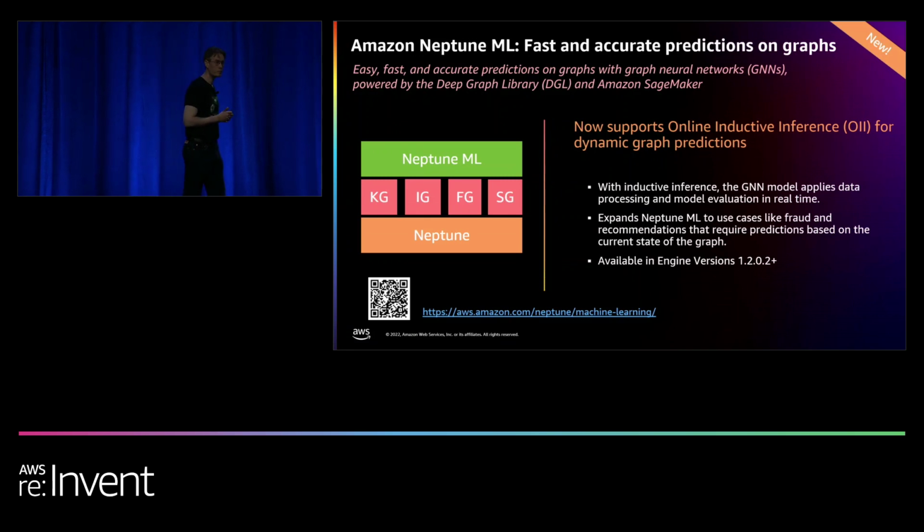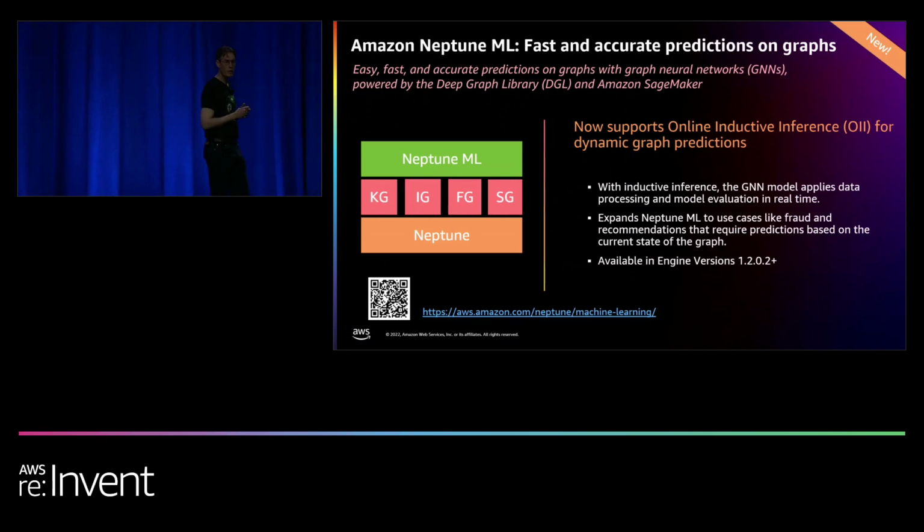In 2020, we launched Amazon Neptune ML here at re:Invent. Neptune ML was one of the first capabilities that allowed you to use graph neural networks, a type of machine learning that's purpose-built for gaining insights on the relationship of your data.